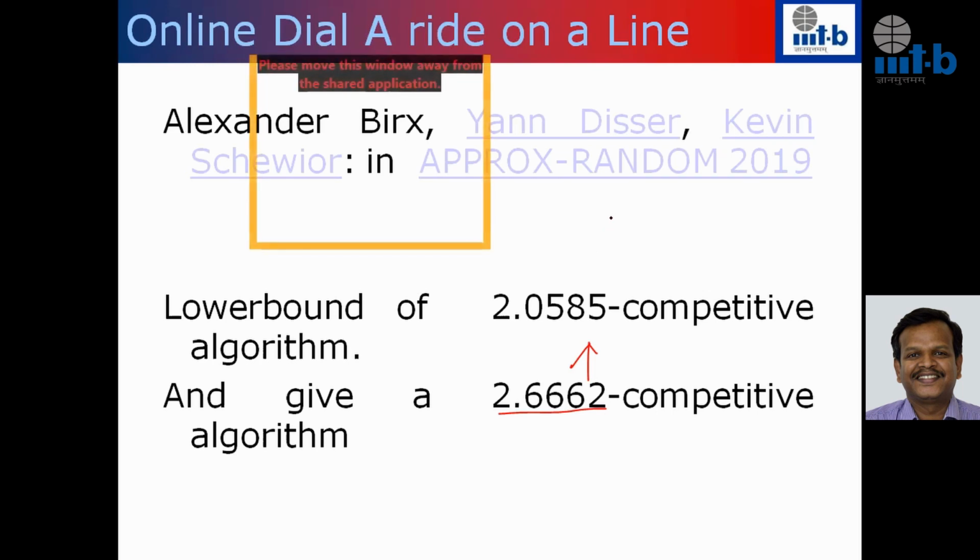The line looks very similar to the circle, but when you start working out the details, these two are not the same, right? So still a lot of work to be done, both in the case of the line for the dial-a-ride problem, which is the general version of the TSP problem.